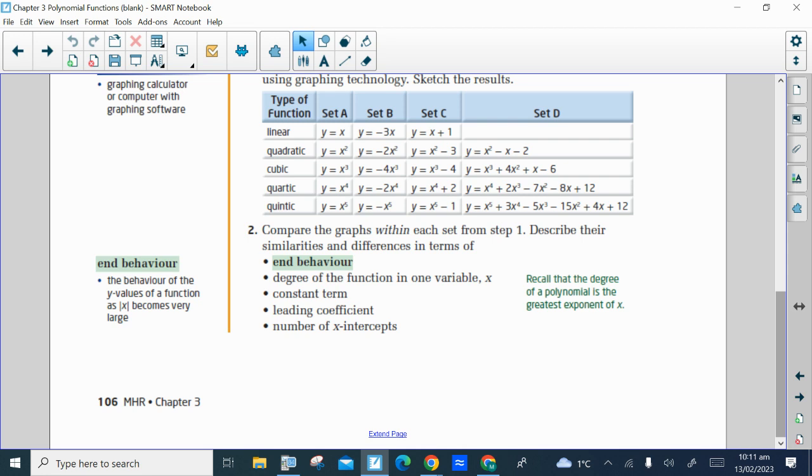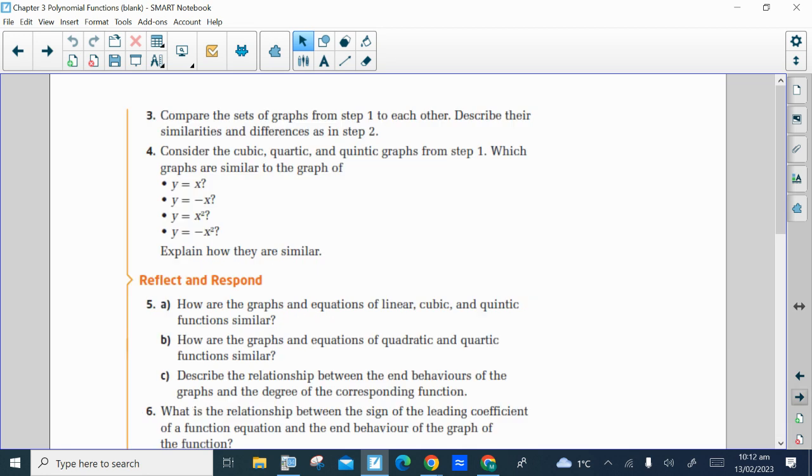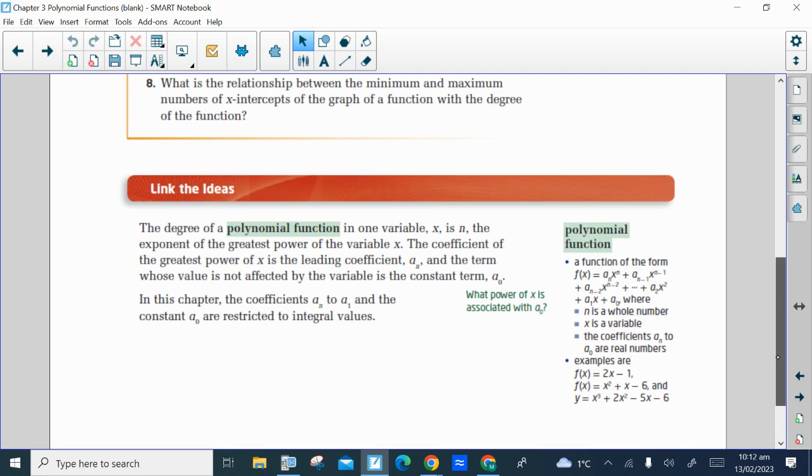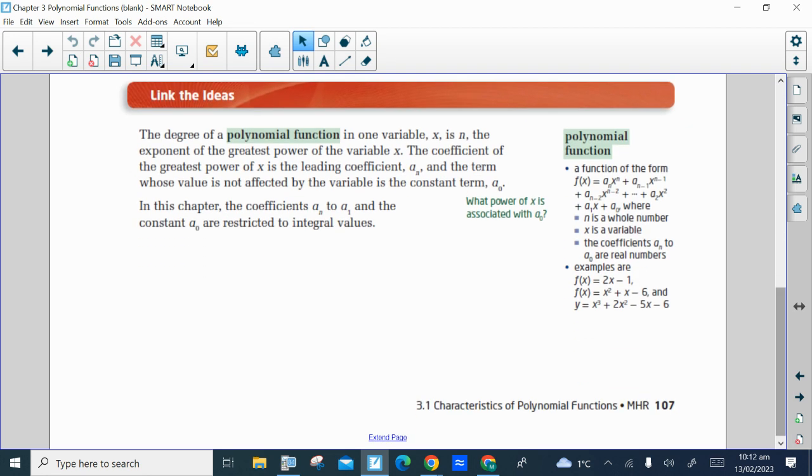We're going to talk about the end behavior. We're going to talk about the degree of the function and what it means. We're going to talk about the constant term. What does it tell you? What does the leading coefficient tell us? As well as the number of x-intercepts. So at the end of this chapter, when you look at an equation of a polynomial function, you're going to be looking at those main characteristics, and it's going to tell you pretty much everything you need to know about what that graph looks like. Those are all the things we're going to be talking about to help us have an idea of what the graph will look like, and we'll be able to draw a fairly accurate sketch using those characteristics.